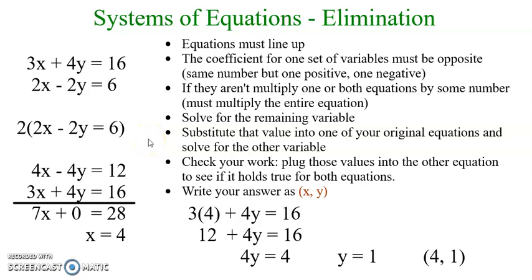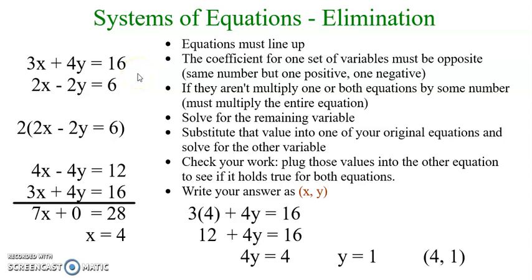So for elimination, we want everything in our two equations to be stacked on top of each other. So I like to have it in standard or general form. So I've got my x terms and my y terms on the left side, and then it's equal to my constant c. And kind of similar to the substitution method, we want to eliminate one of our variables. So we're going to do that by combining our two equations.